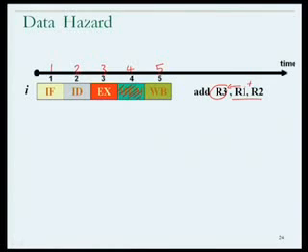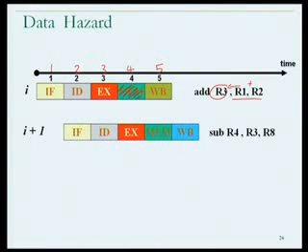Okay, now let's suppose that the next instruction, I plus 1, is a subtract instruction. In particular, let's suppose that the subtract instruction takes as its destination register R4, and its source operands are registers R3 and R8.